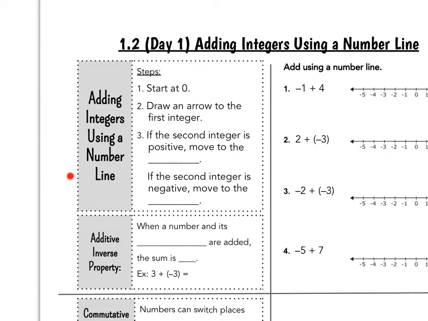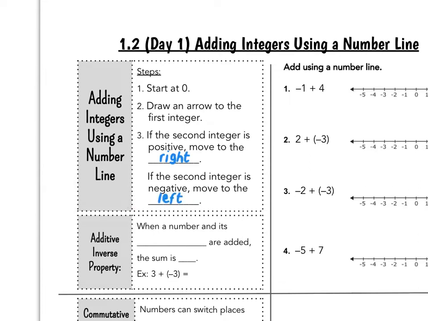These are the steps for adding integers. So the first step is you're going to start at 0. And then the second step is you're going to draw an arrow to the first integer. And then on the third step, if the second integer is positive, you're going to move to the right. So write that word in the blank. And then for the next part, it says if the second integer is negative, you're going to move to the left.